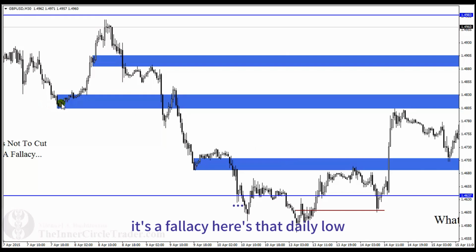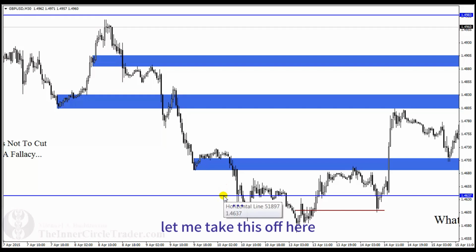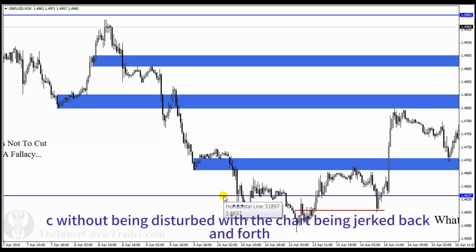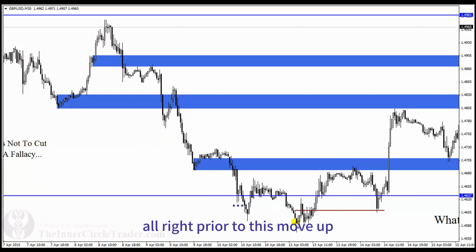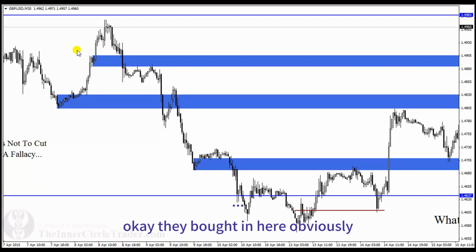All right, prior to this move up, there was some institutional interest here for being a buyer. They bought in here, obviously, and then ultimately went lower. It broke down in here, okay? When the price broke down, going down into this daily low and entering that higher time frame area where we were expecting some buying pressure to halt lower prices, and that's all below these levels in here, we were in what we deemed a potential market maker buy profile.